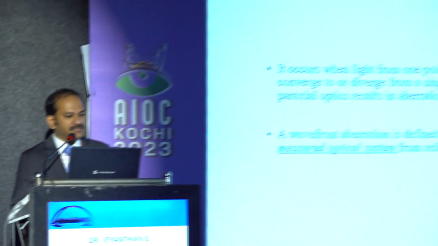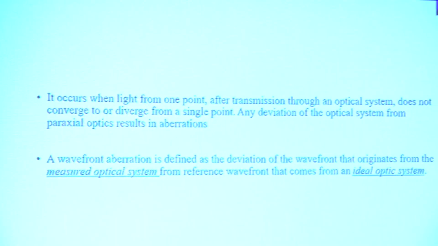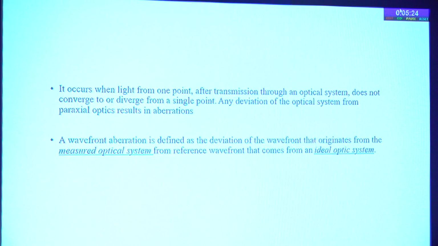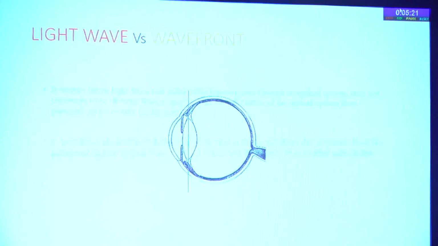converge to or diverge from a single point. Any deviation of the optical system from paraxial optics results in aberrations. The measurement of this is called aberrometry.